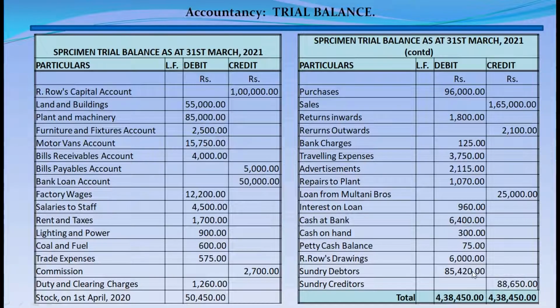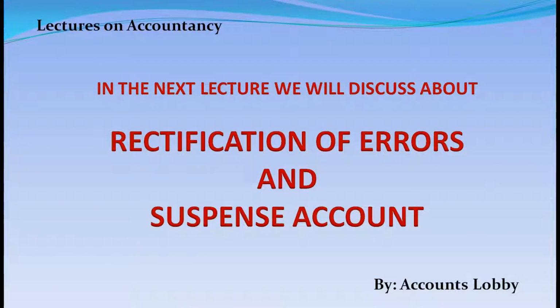Sundry debtors debit balance 85,420. Sundry creditors credit balance 88,650. Total of the debit comes to 4,38,450 and the total of credit comes to 4,38,450. That means all the postings are correct, but there may be some inherent errors that will come under our next chapter. In the next lecture, we will discuss rectification of errors and the suspense account.